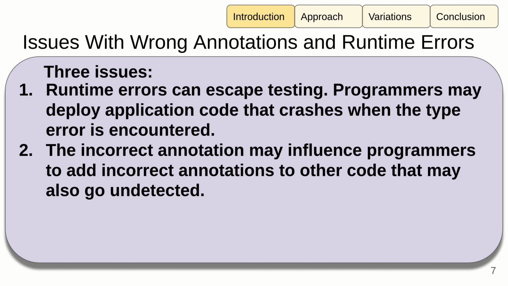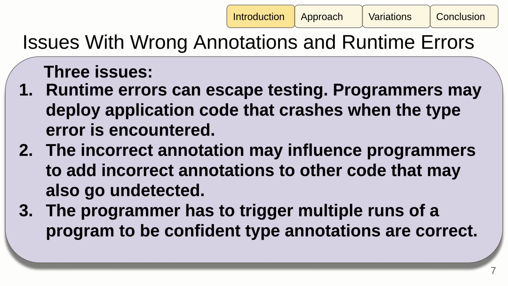Another issue is that unless you trigger the particular run of the program that gives the cast error, they might be adding more and more incorrect annotations to the program that also go unnoticed. So this incorrect annotation might lead the programmer to add many more incorrect annotations that they will have to fix later.